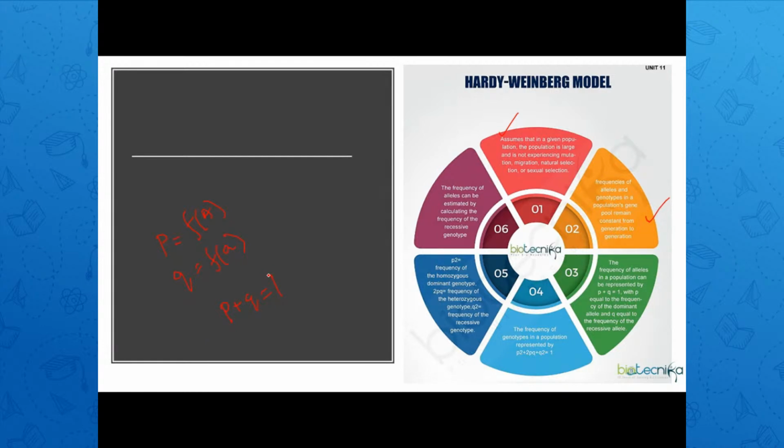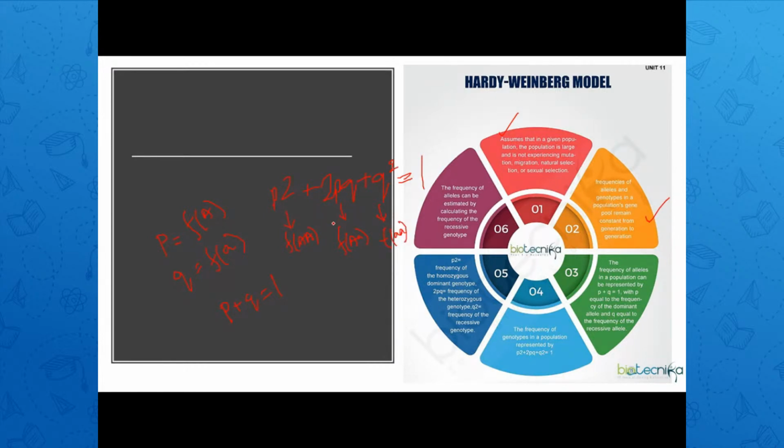What about my genotypic frequency? According to Hardy-Weinberg, my genotypic frequency is p square plus 2pq plus q square equals 1, where p square is my frequency of the homozygote dominant, 2pq is the frequency of my heterozygote, and q square is the frequency of my homozygote recessive.